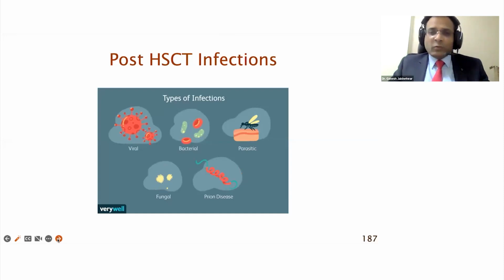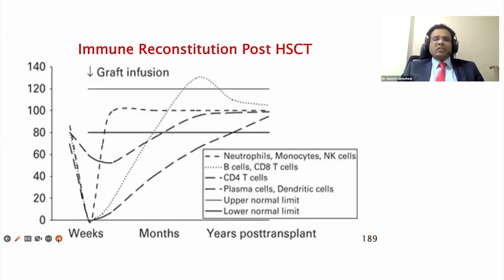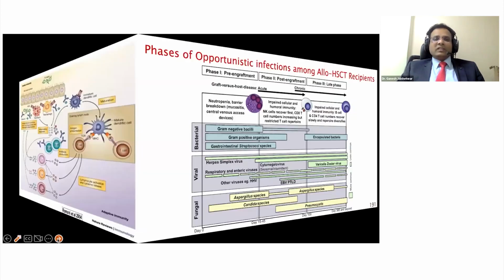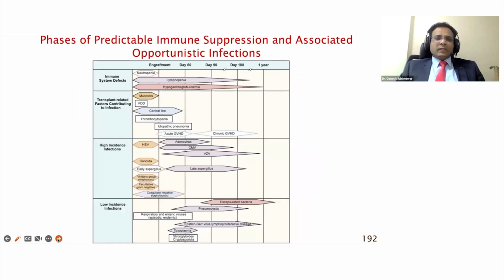Now, just quick about post-transplant infections. These happen in three phases: the pre-engraftment, during the BMT stay, post-engraftment up to 2 to 3 months, and the late phase more than 3 months. This is again, as I mentioned, because of delayed immune reconstitution, and these are the various risk factors, and based on the various phases, the incidence of various bacterial, fungal, and viral infections varies. So again, the same cartoon showing various pathogens, bacterial, fungal, viral, at various timeline points.